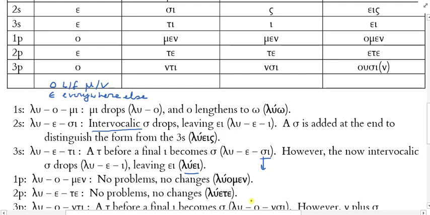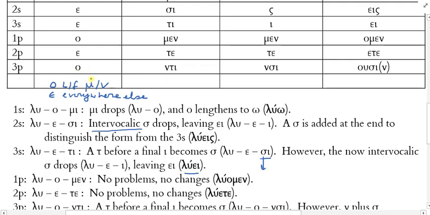And then the last form is nt for our personal ending. Look at that. Nt. That's the real ending. Now that starts with a nu. So what must my connecting vowel be? It's got to be an omicron. All right.